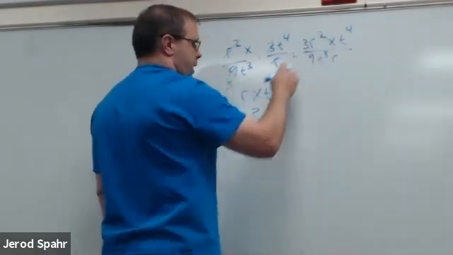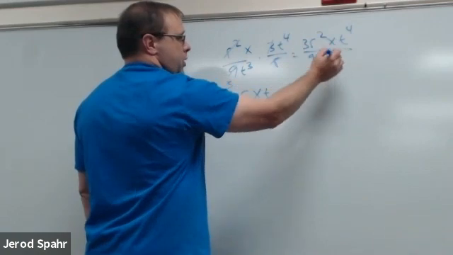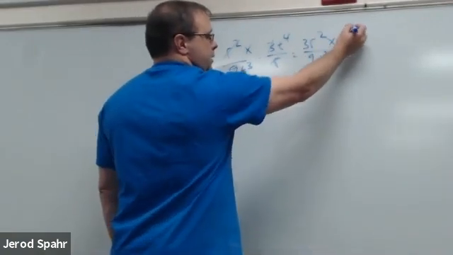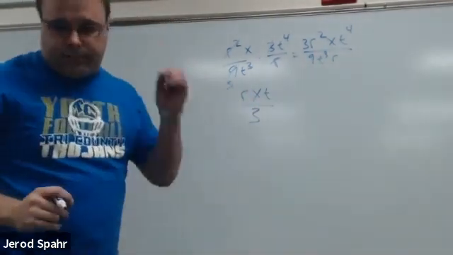So I have that, and it will simplify into this. There's my 3, r squared over r, there's my r, x, t to the fourth over t to the third, left with my t. So there is my final answer on that one.